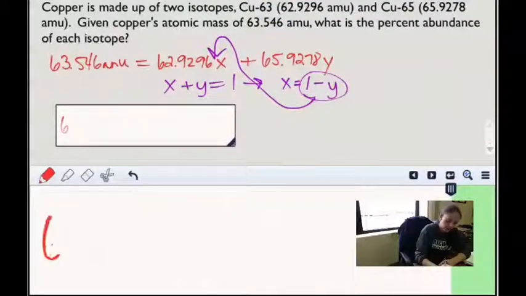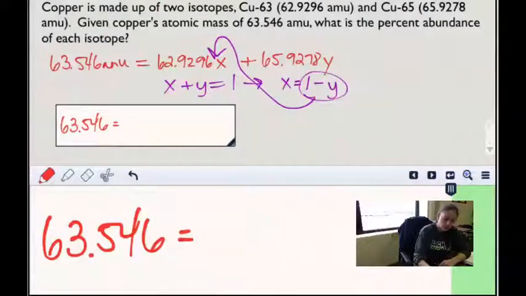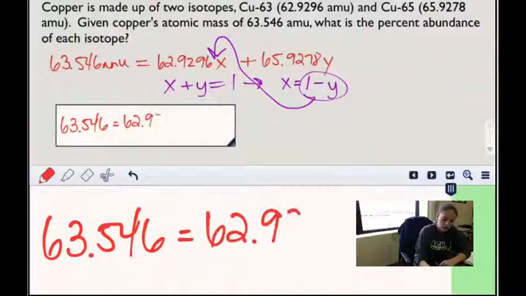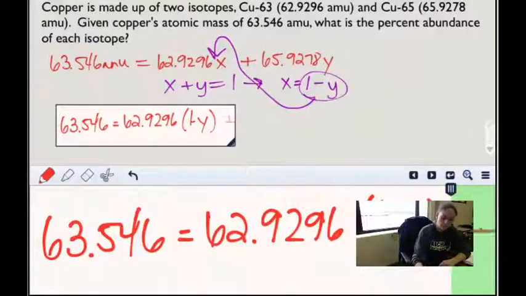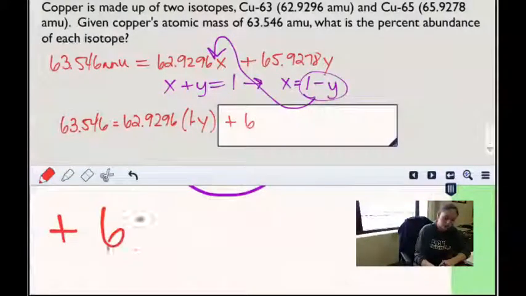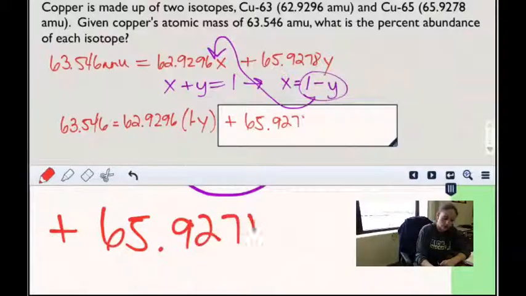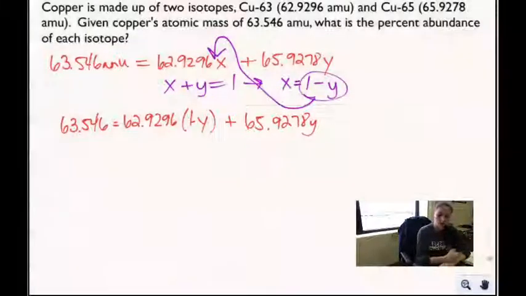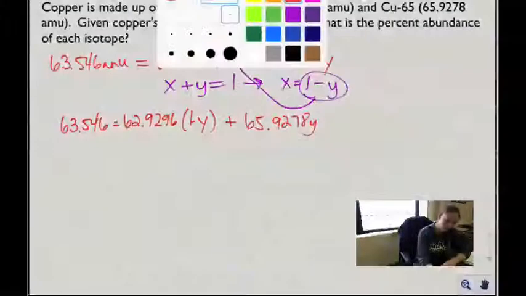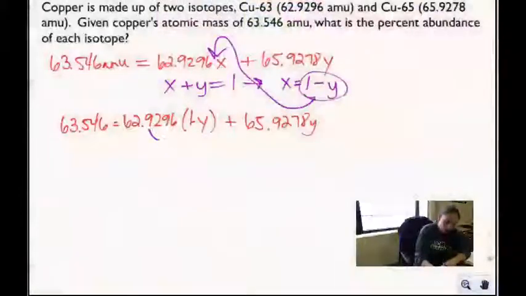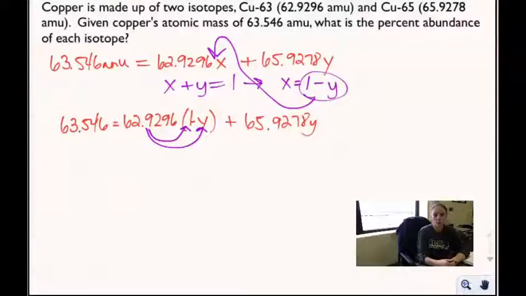All right, so I'm recapping. You've got 63.546, and that's going to be equal to 62.9296 times 1 minus Y, plus 65.9278 times Y. So now I have both of them in terms of Y. So what we're going to have to do is distribute. So this is going to be times 1, and then that is going to be times my negative Y.